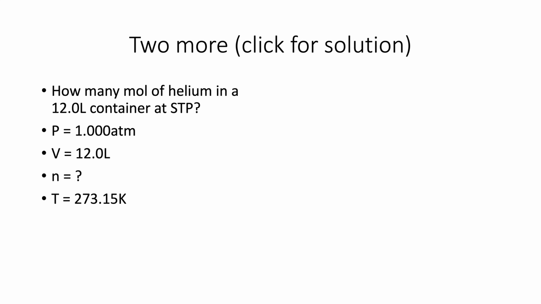All right, so I'm going to let you walk through these. When we've done this step before, go ahead and click through it. Hit pause on the video so you can try it on your own. So how many moles of helium in a 12-liter container at STP? Again, there's only 1 set of variables here. So the pressure is 1 atmosphere. The volume is 12. We're trying to find the number of moles. It's at STP, so the temperature is 273. You can hit pause.